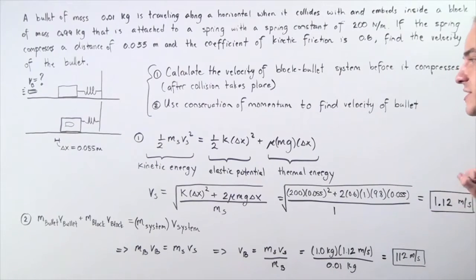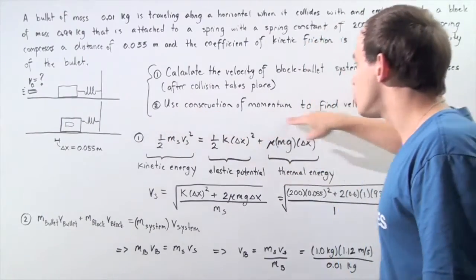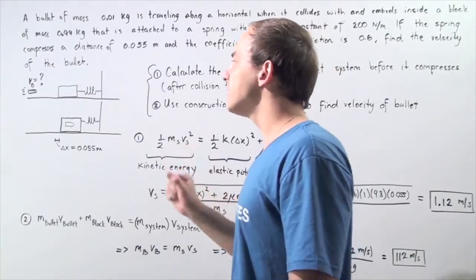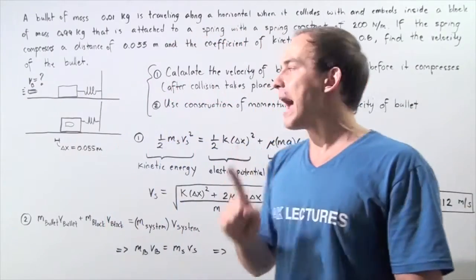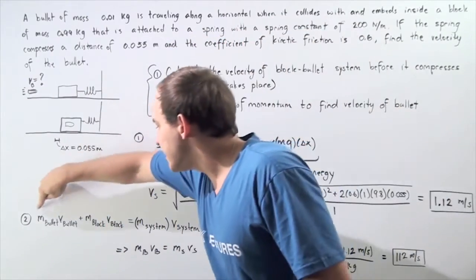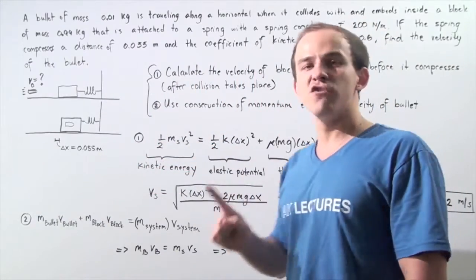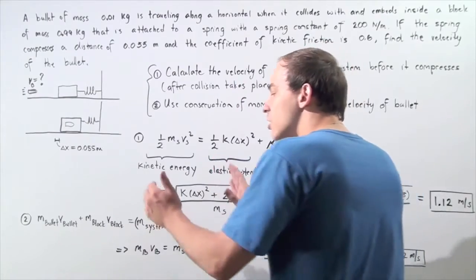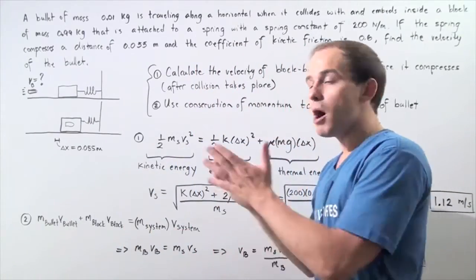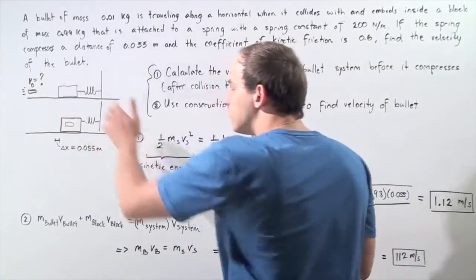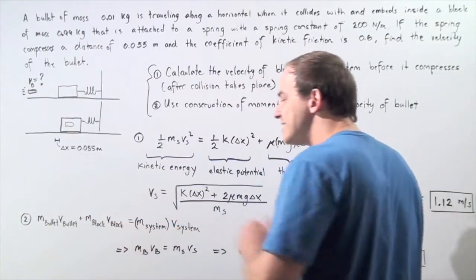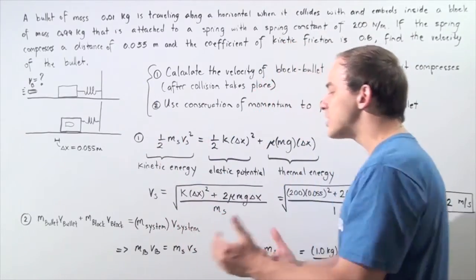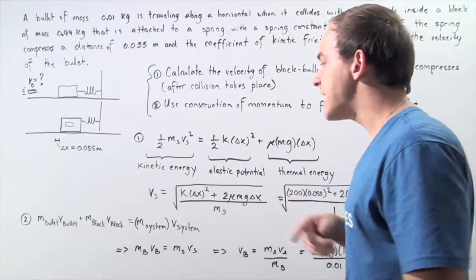Now, knowing this velocity, we can use step 2, the conservation of momentum, to calculate what the velocity of the bullet before our collision is. So here we have our conservation of momentum equation. This basically states that the sum of the momentum of our two objects, the bullet and the block, before the collision is equal to the sum of the momentum of our system of two objects after our collision takes place.